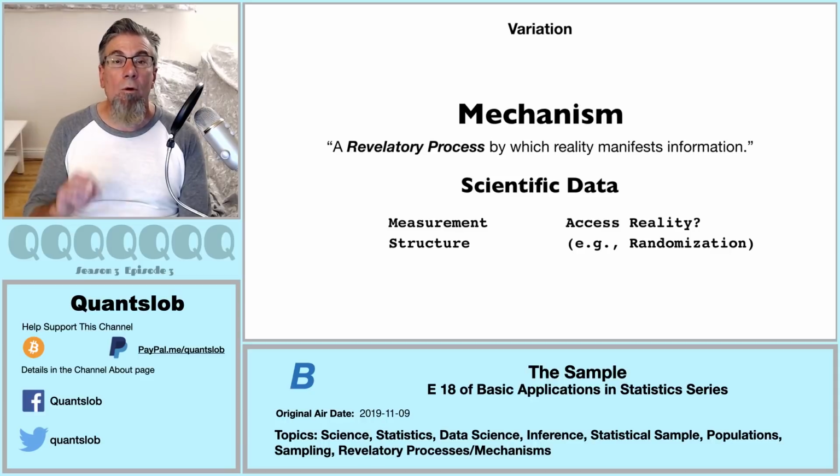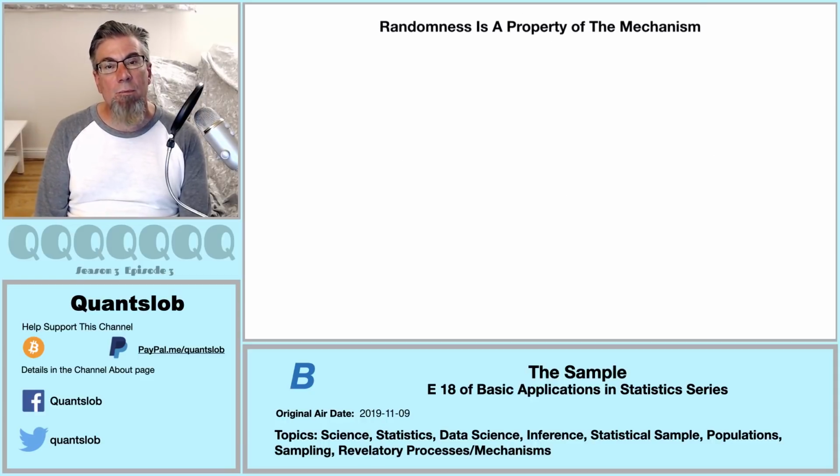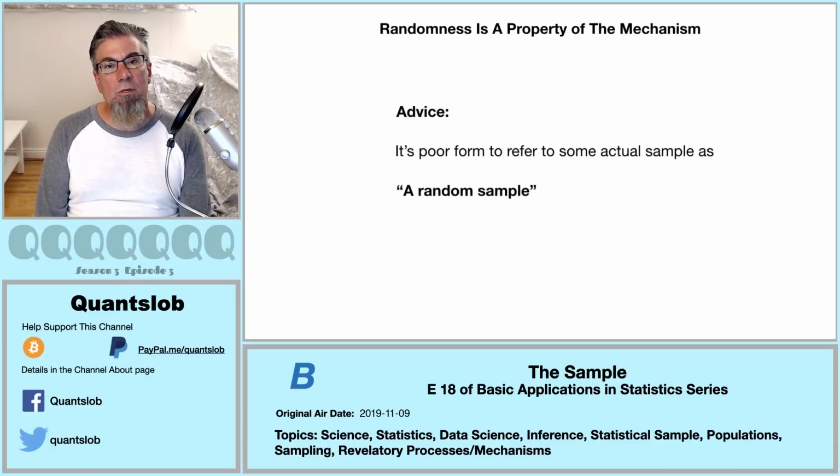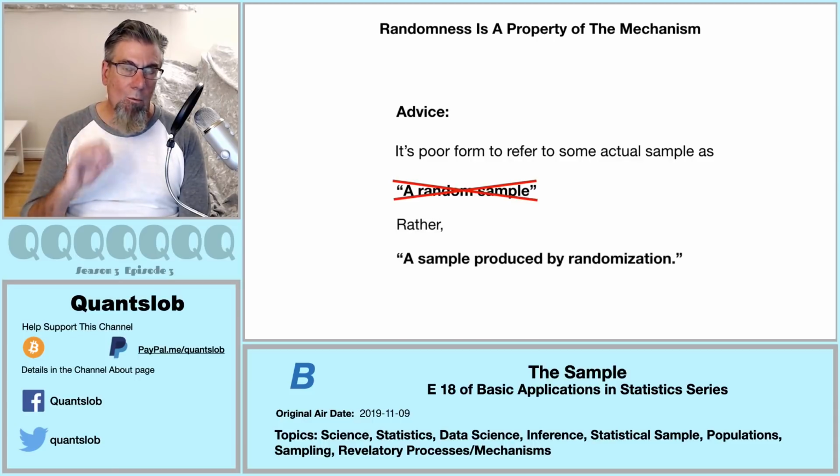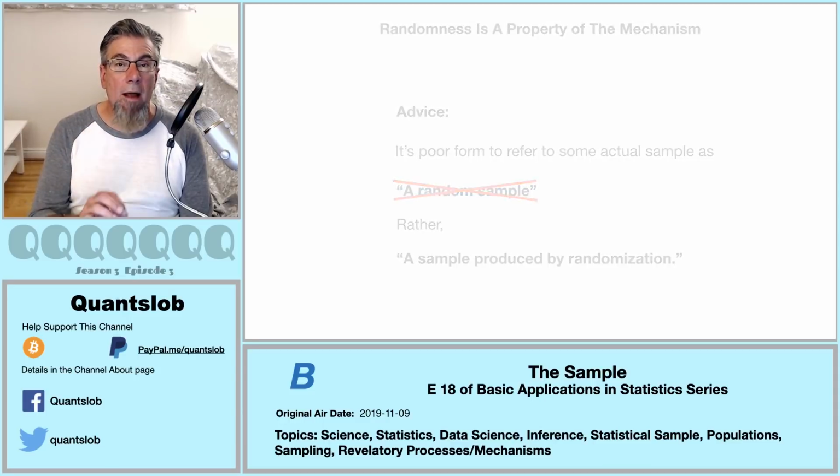To repeat the point here, randomization or any other deliberate means of tapping reality is a property of the mechanism, which is why it is unadvisable to qualify an actual sample, an impression, as being random. Randomness is not a property of an impression or a data set. It is a property of the process that manifested it, the mechanism.